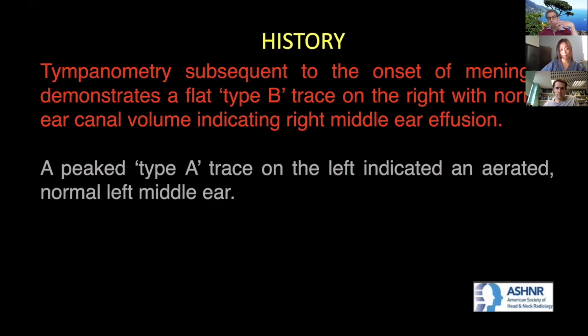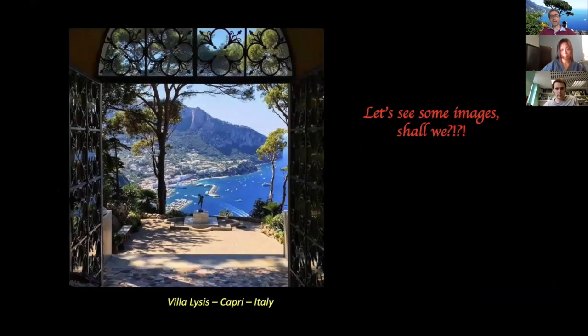And before imaging, we did tympanometry that showed a flat type B trace on the right. Finding indicating right middle ear effusion, while on the other side, everything was normal. So we have 2 problems on the right, probably related to the inner ear, but also to the middle ear. So let's see some images.